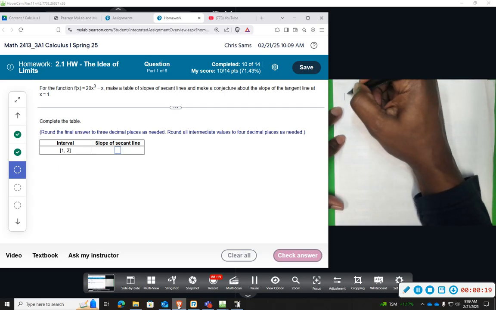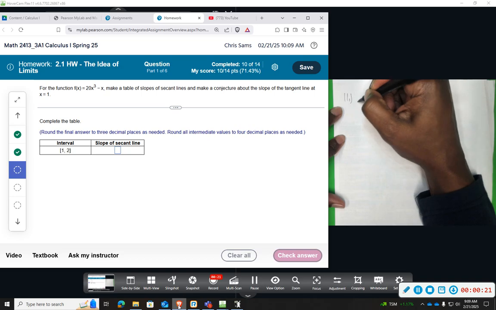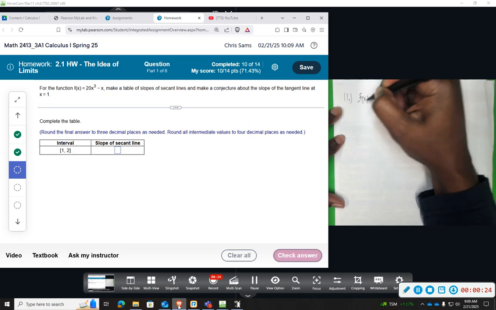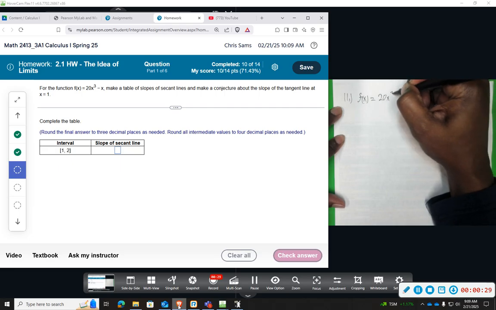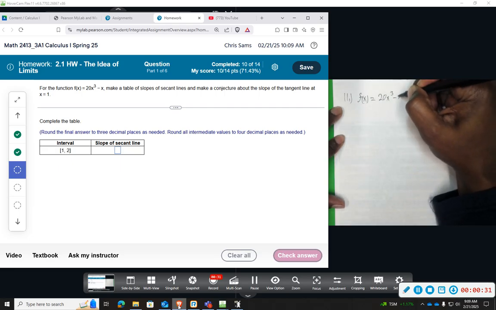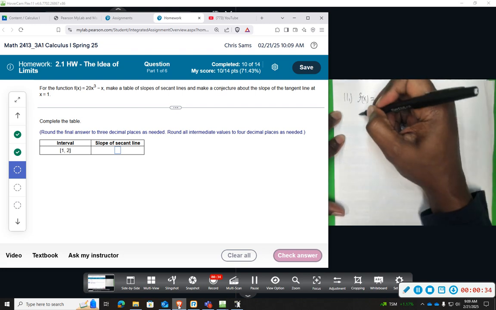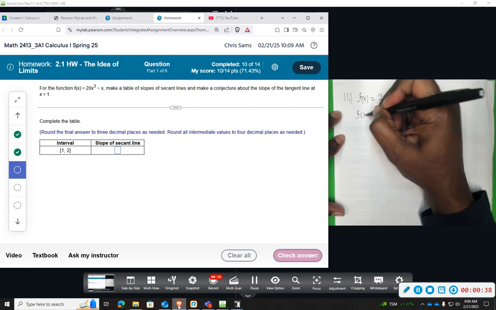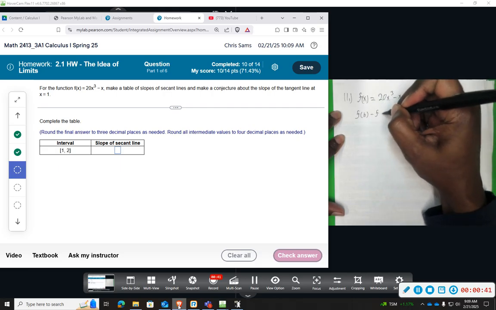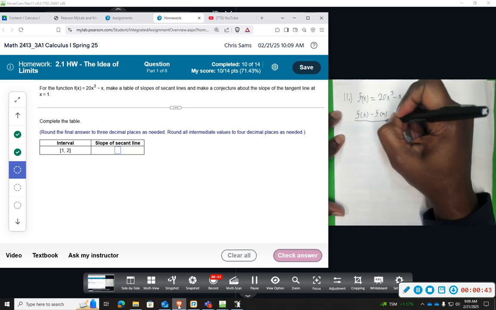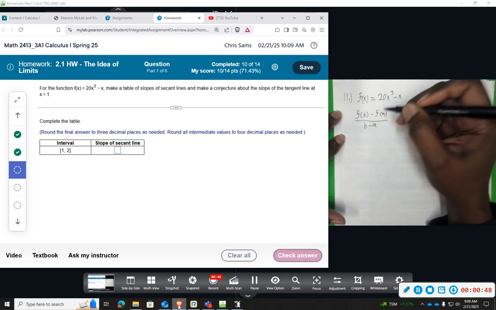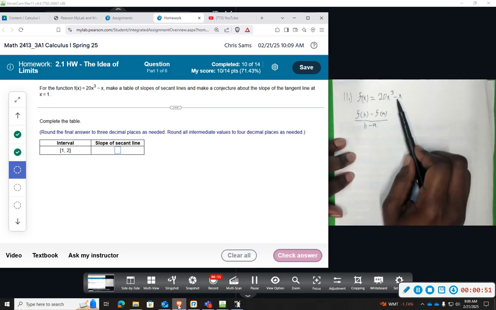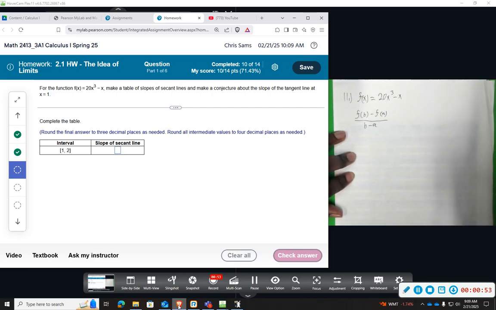So number 11, the equation we have is f of x is equal to 20x to the third minus x. Okay, so here's the going rate. We have f of b, so some ordered pair, minus f of a, and then we're going to divide by b minus a. So we'll get two x values, two y values. So I'm going to plug this into the calculator, and then we'll start dividing those numbers.